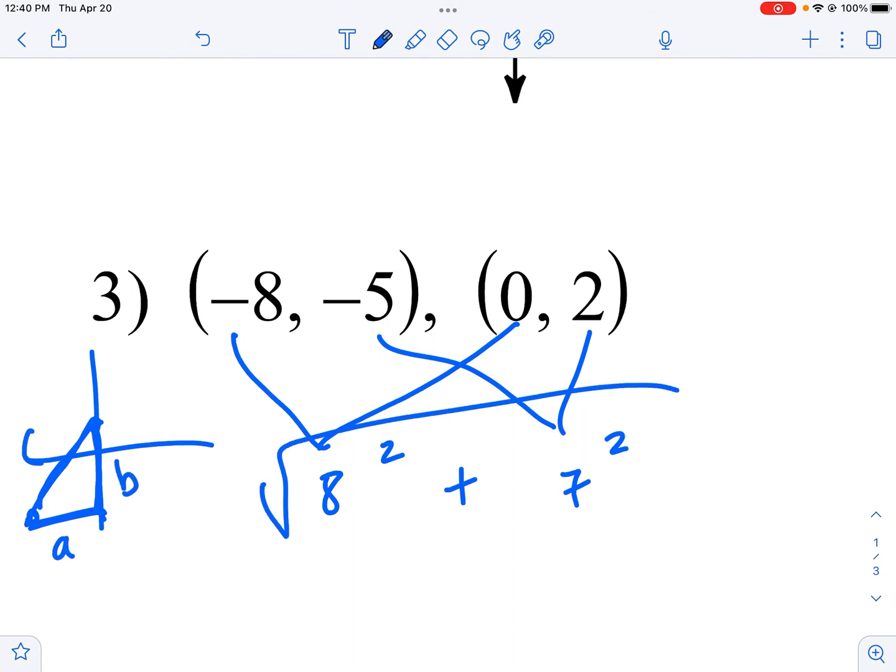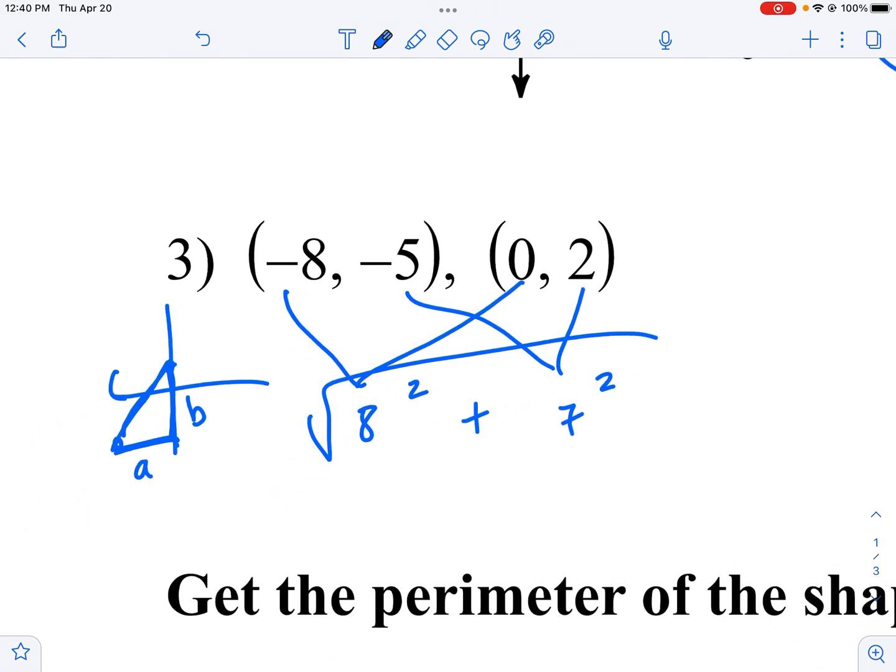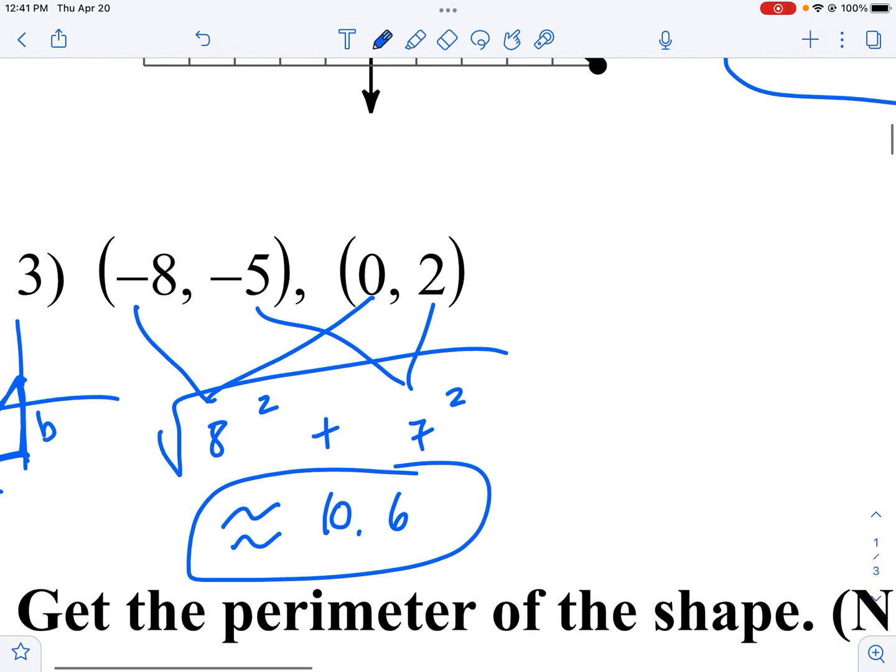And just like our last problem, you'd have to square root this answer anyway. And I'm just going to put the whole thing in right now. So square root of 8 squared plus 7 squared. And I'm going to get about 10.6301, etc. To round to my 10th place, I gotta look at the 100th place. That number's just 3, which is not 5 or bigger. So I'm going to just round it off. And we got 10.6. Nice. So that's how you get distance.